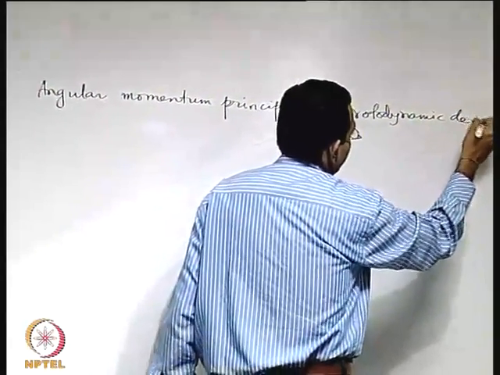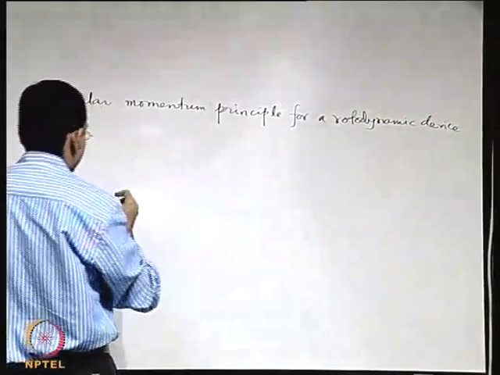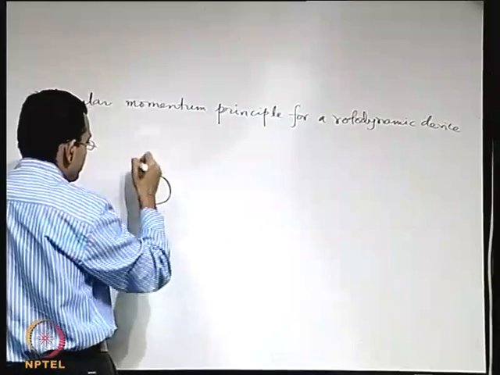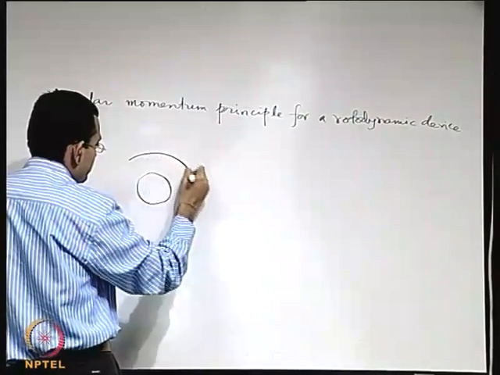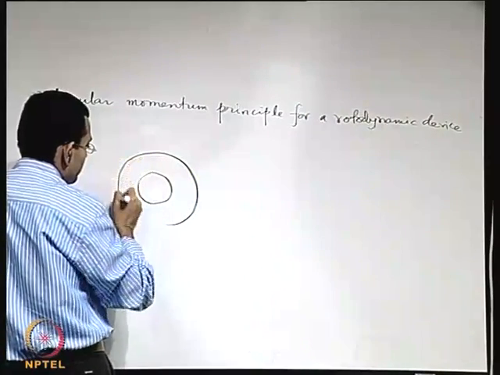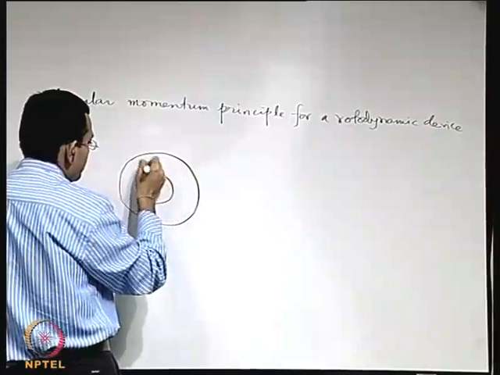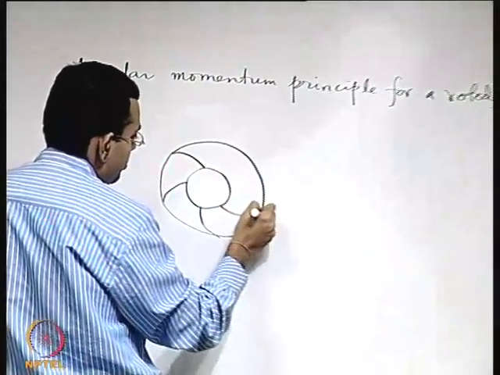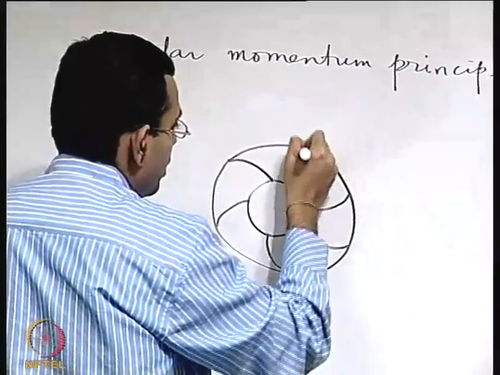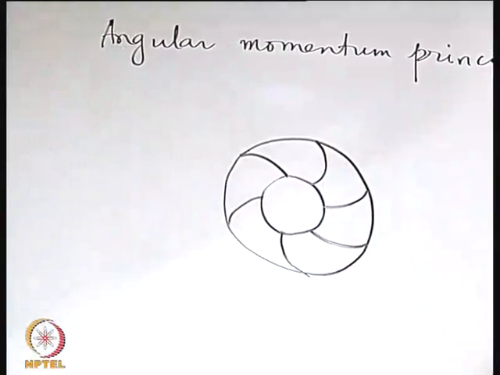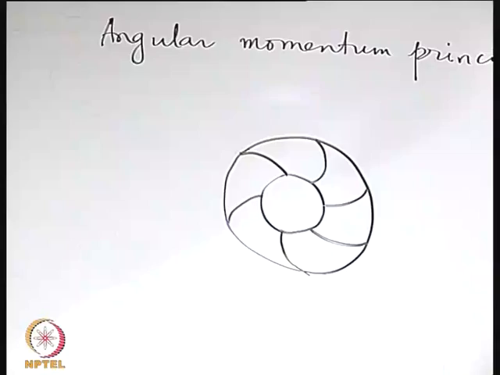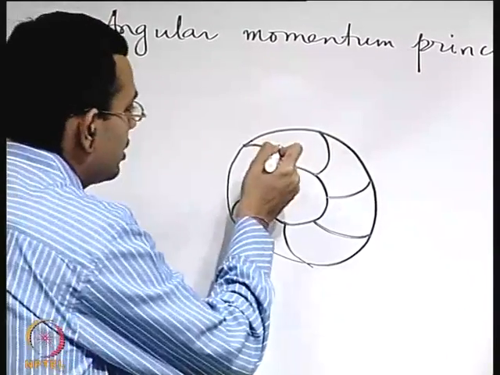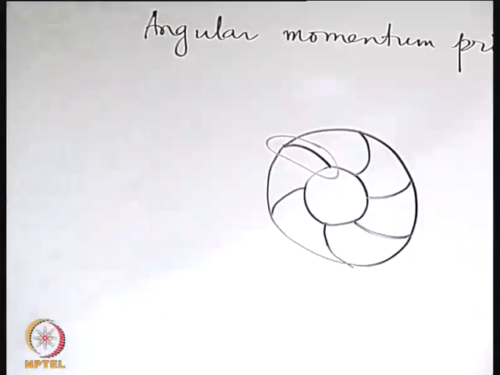So let us just draw a schematic. And say that this is, for example, an impeller of a centrifugal pump, just as an example. So now if you concentrate on these things, see these are like individual blades, okay.